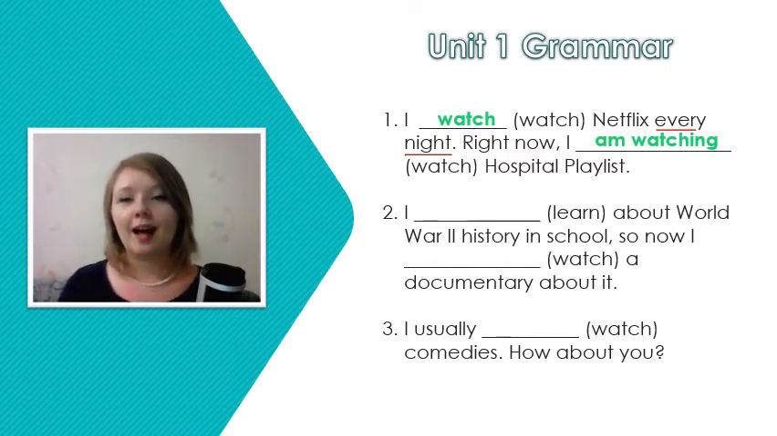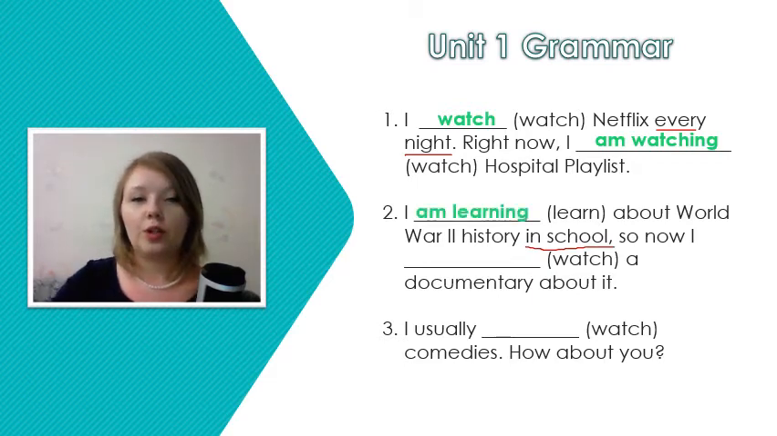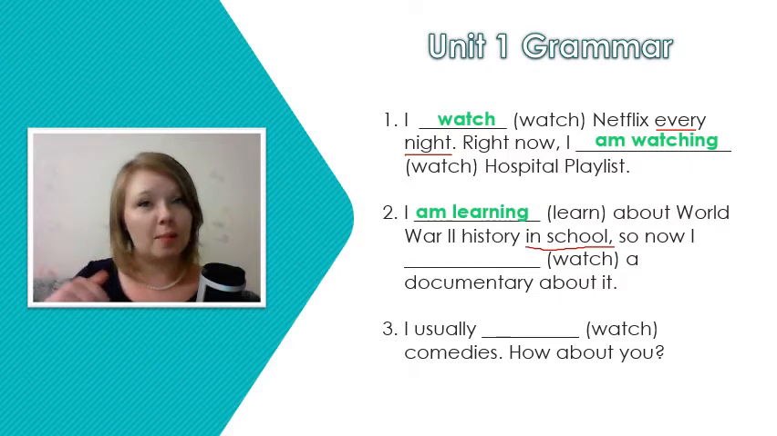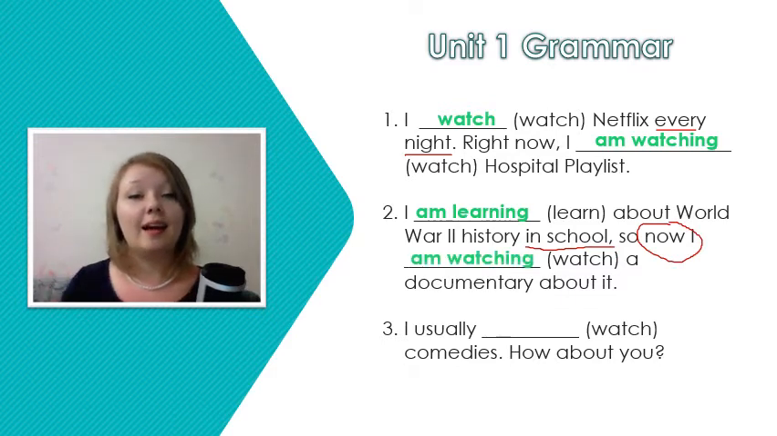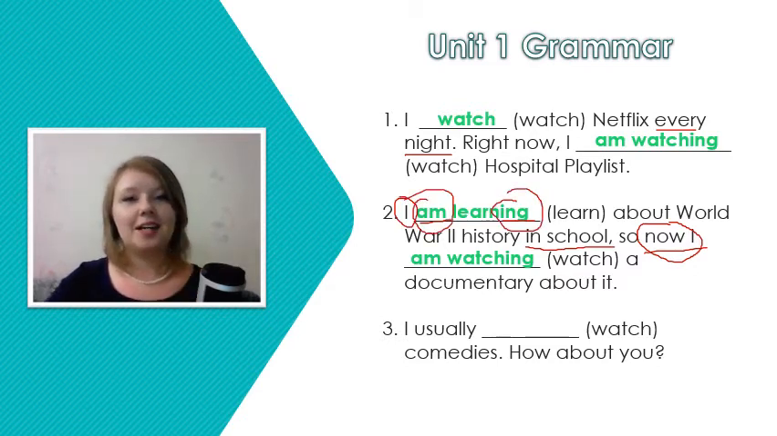Number 2, I blank about World War II history in school, so now I blank a documentary about it. So here it's something happening in school. So we would use I am learning. I am learning about it. And here we see the word now. So now I am watching a documentary about it. These are things that are happening now, which shows us we need to use our subject, be, and verb plus ing.